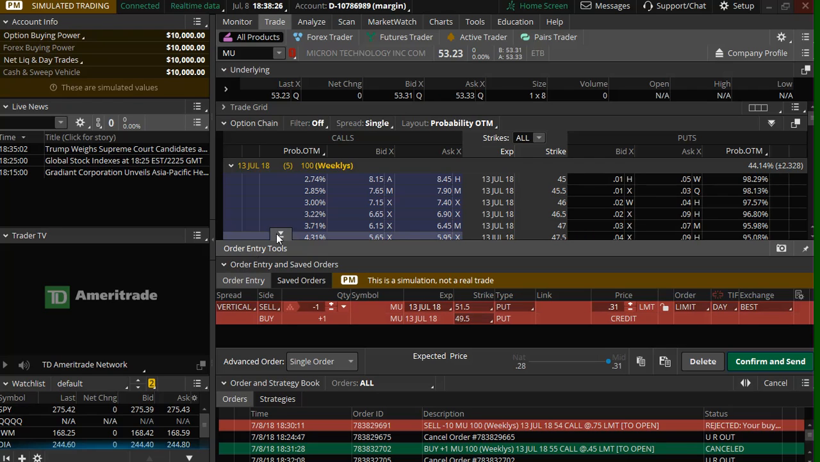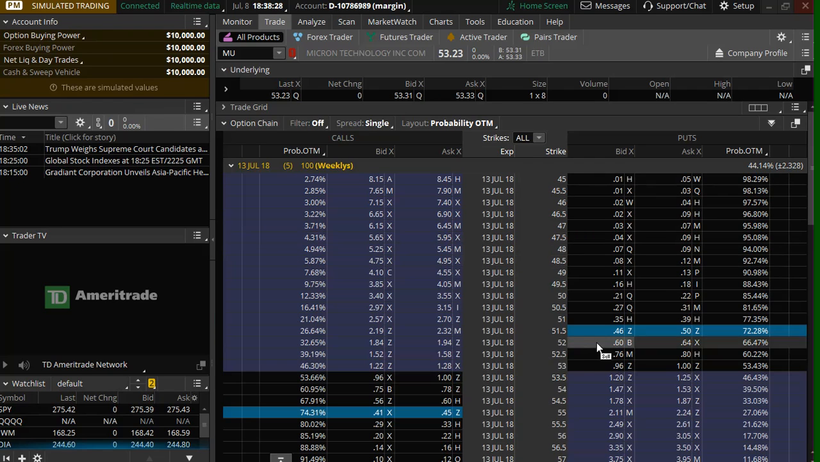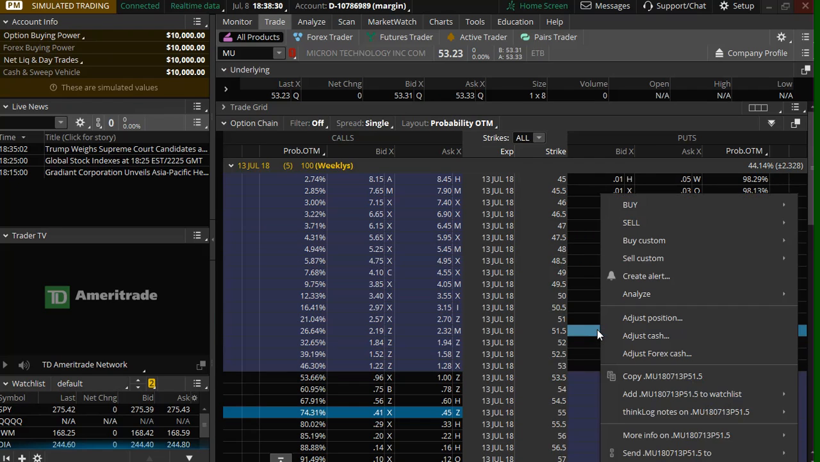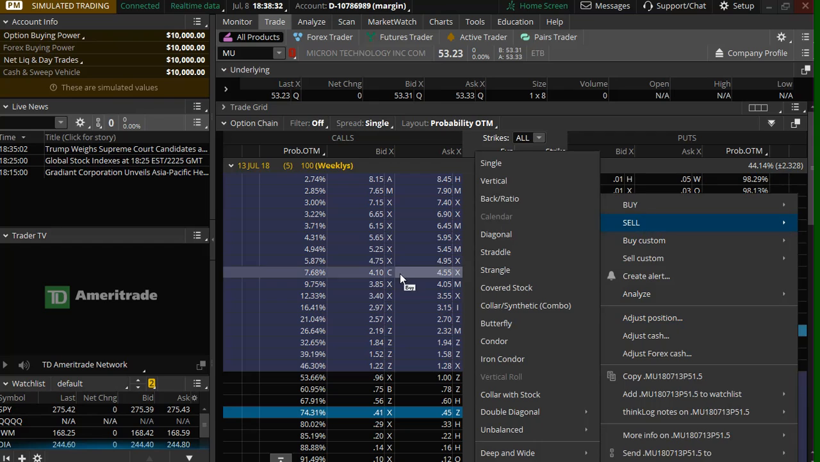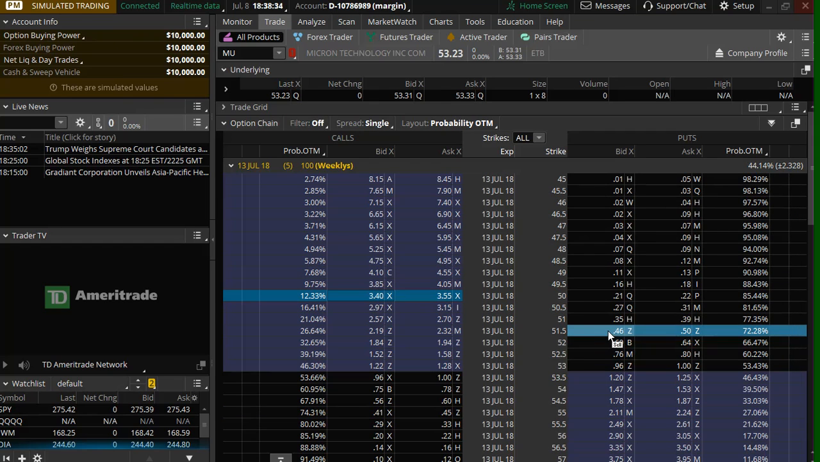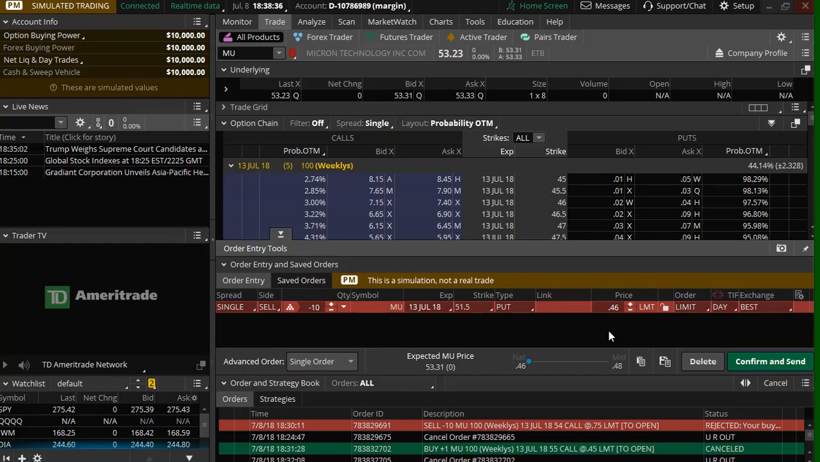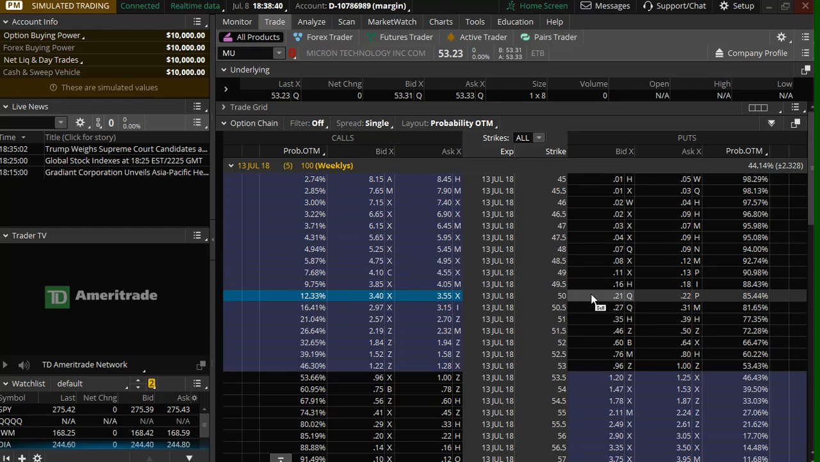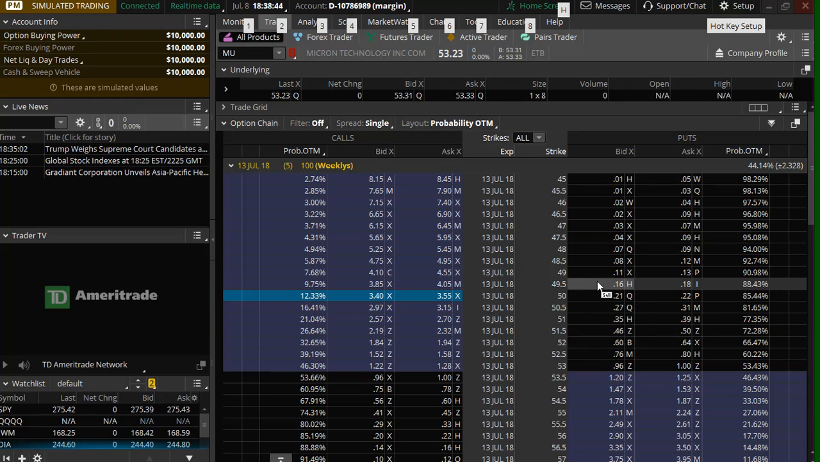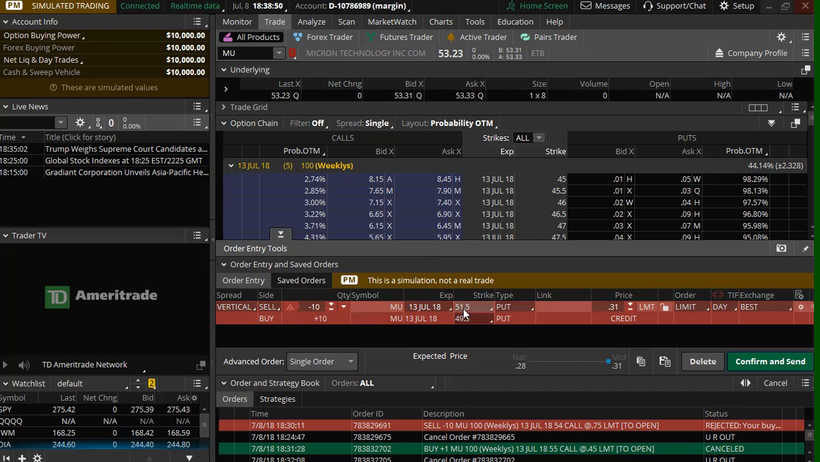Another way you can do this, instead of right-clicking and going to sell vertical, you can also just click on the bid and then hold down the control key and click on the other strike price ask. So I want to do the 49.50, and you can see it adds both of the legs that way as well.